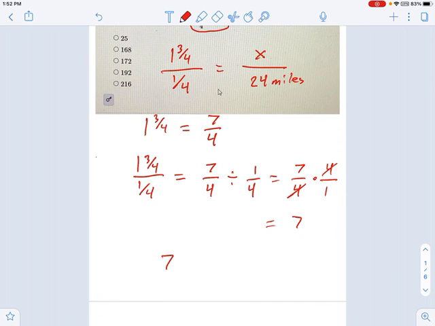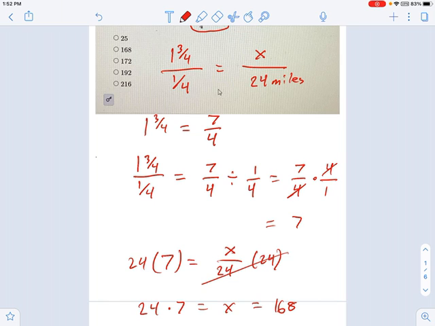We have 7 equals x over 24. Now you should be able to solve this. We just multiply both sides by 24. Okay, and watch what happens here. Those 24's cancel out, and I get 24 times 7 equals x. Well, what is 24 times 7? That is 168 miles for this particular part of the hiking trip.